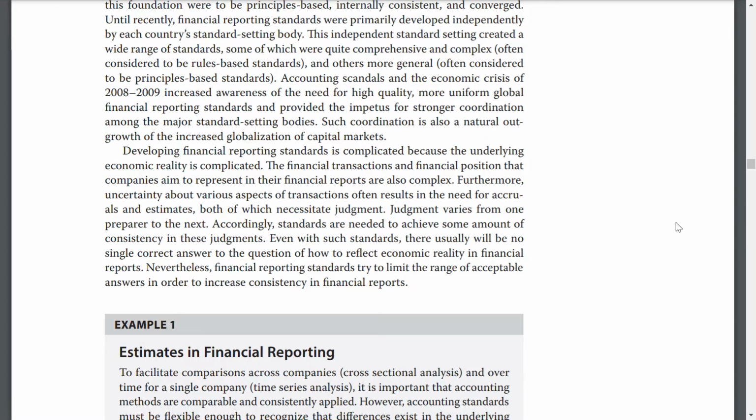Accordingly, standards are needed to achieve some amount of consistency in the judgments. Even with such standards, there usually will be no single correct answer to the question of how to reflect economic reality in financial reports. Nevertheless, financial reporting standards try to limit the range of acceptable answers in order to increase consistency in financial reports.